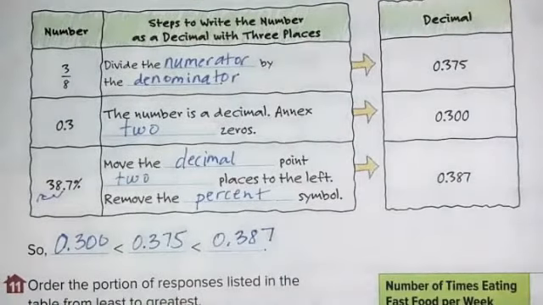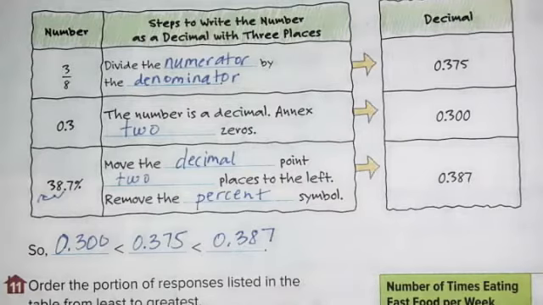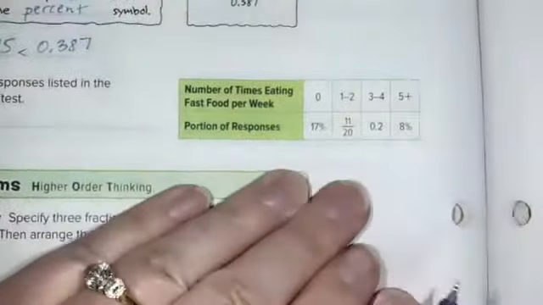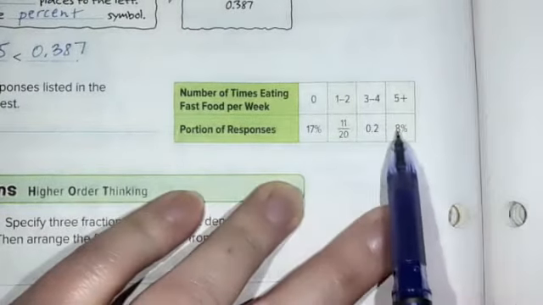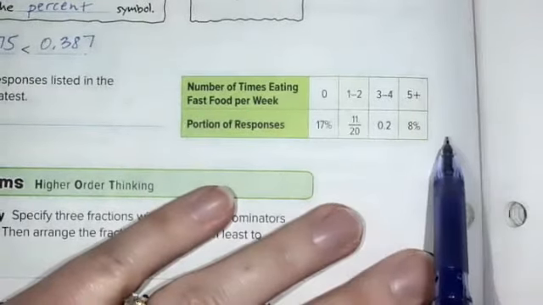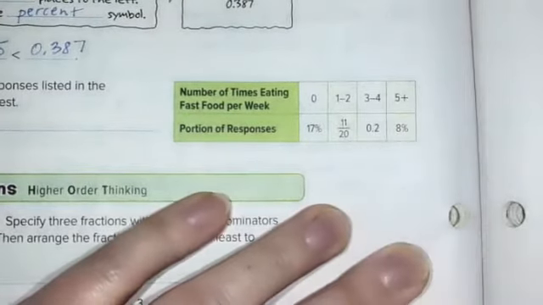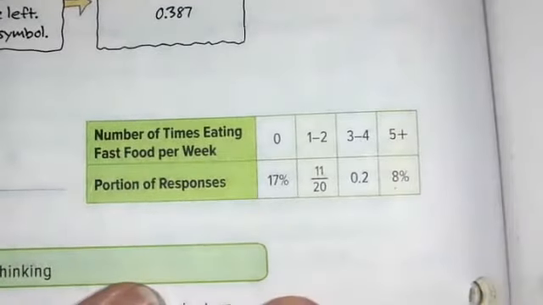Number 11, order the portion of responses listed in the table from least to greatest. Okay, so we want to be able to compare each of these from least to greatest. I would say changing them all to percentages would be easy. We already have 2 of them as percentages, and these 2 are pretty straightforward to change to percentages. So I'm going to zoom in on the table for a moment. That's already percent, that's already percent.